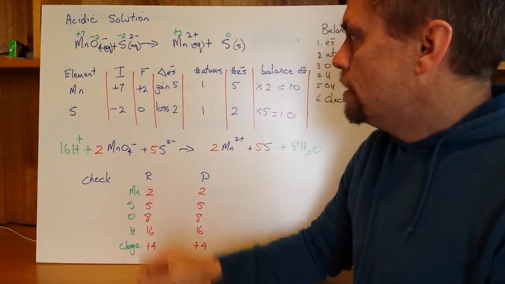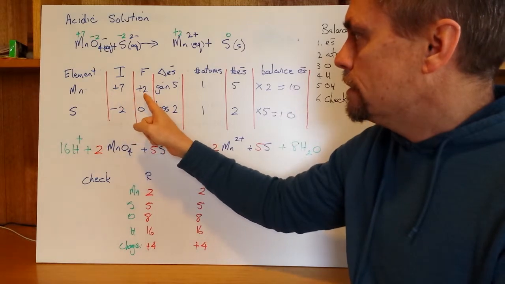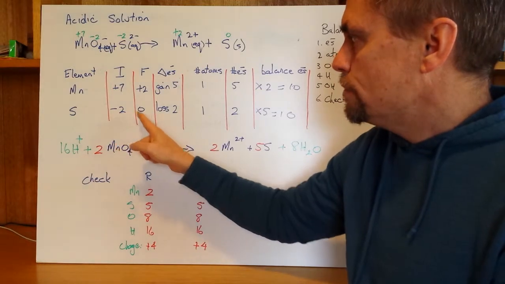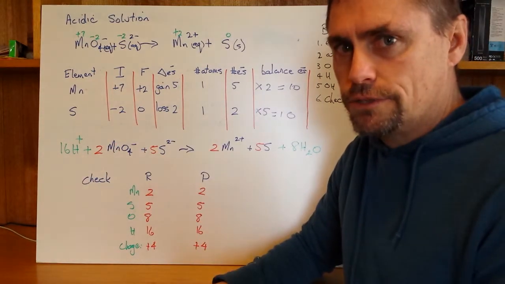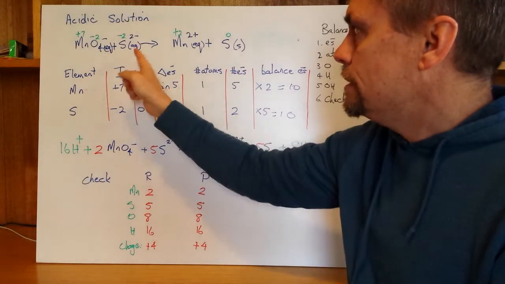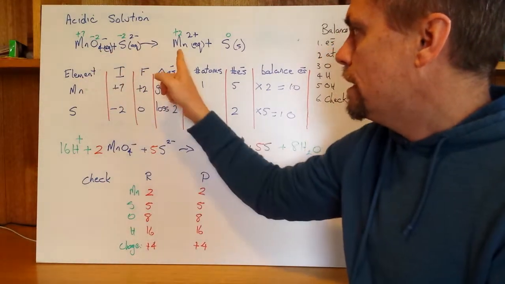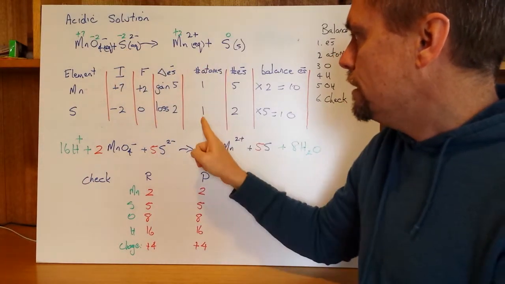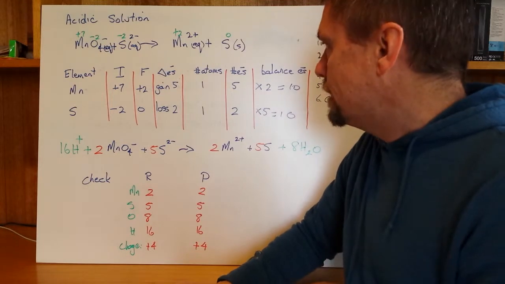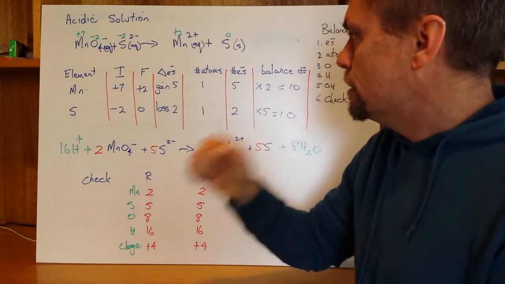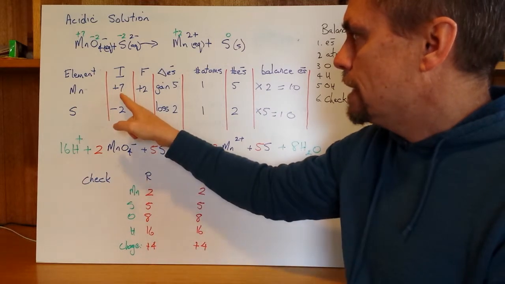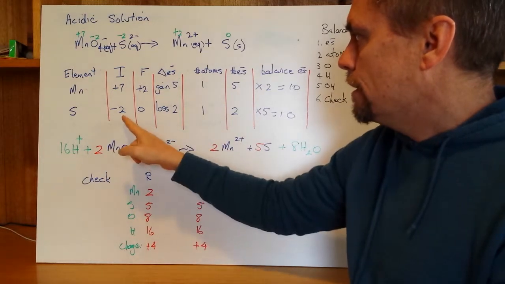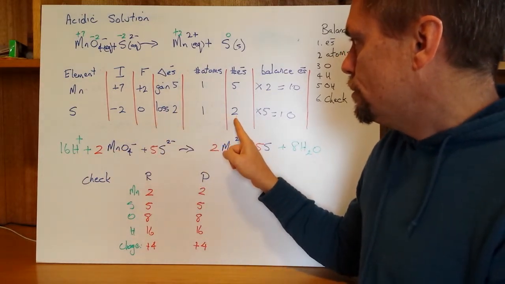So if we look at our reduction component, we're going from +7 to +2, therefore we're gaining 5 electrons. And our sulfur is going from -2 to 0, therefore it's losing 2 electrons. We then look at the number of atoms in the original reaction. Manganese, we've got 1 and 1, so we write down 1 atom. Our sulfur, we go from 1 to 1, so we write down 1 atom. And we now look at the net transfer of electrons from our two components. So our manganese going from +7 to +2 is gaining 5 electrons. Our sulfur going from -2 to 0 is losing 2 electrons.